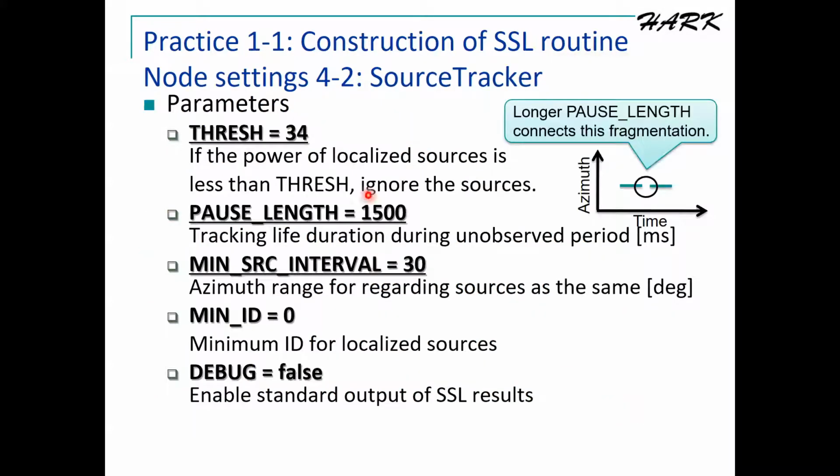Because the parameters on this slide are very sensitive to the results, we have already searched for the best parameters. Threshold parameter is set to 34 and pause length is set to 1500. The minimum source interval is set to 30. Of course, the best parameters depend on data. In practice 1-2, we will change these parameters. In the HARK system, an identifier is assigned to a sound source. This number is the minimum ID for sound sources. Finally, the debug flag is the same as in the other nodes.